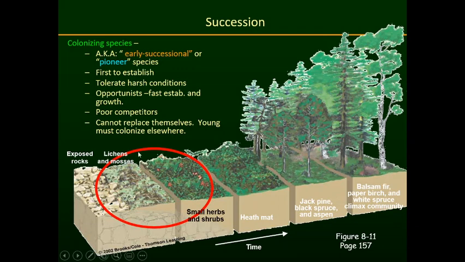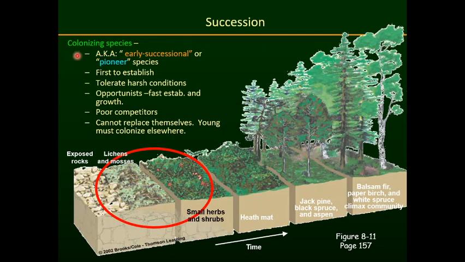Okay, so all of this part here, this is what we would say that these plants are called colonizing species. That's up here at the top. Colonizing species are those species that move in after a disturbance.